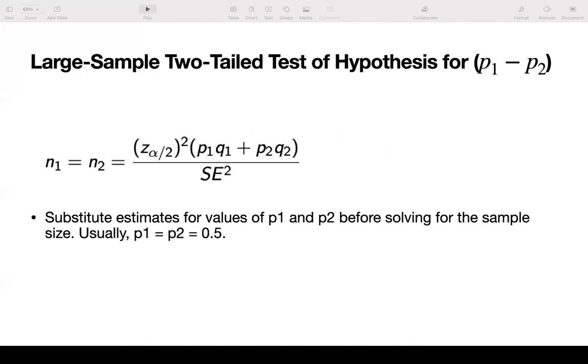So here is the large sample two-tailed test of hypothesis for the difference between the proportions. So n1 equals n2 equals z alpha divided by 2 squared times the sum of p times q, divided by the sampling error squared. And we have to substitute estimates for the values of p1 and p2 before solving for the sample size. Usually, if the question does not specify, we can just say that p1 equals p2 equals 0.5.